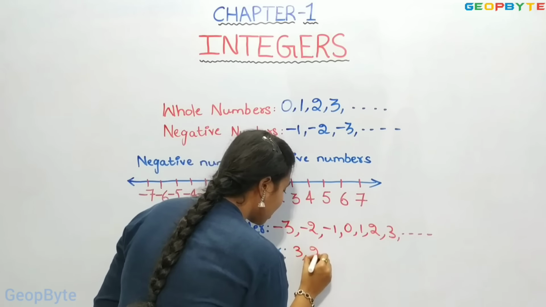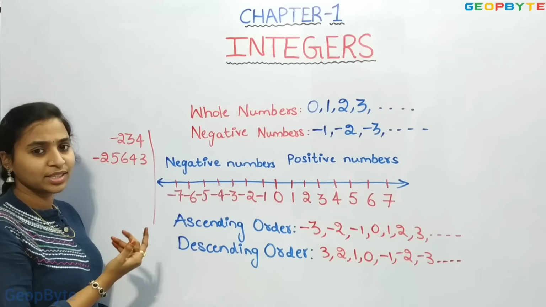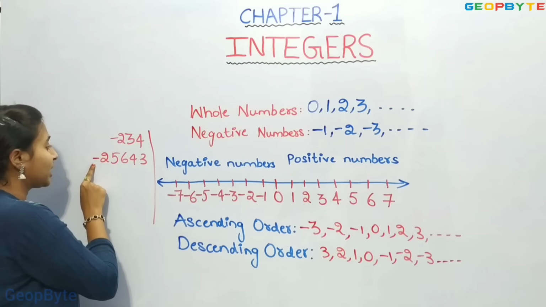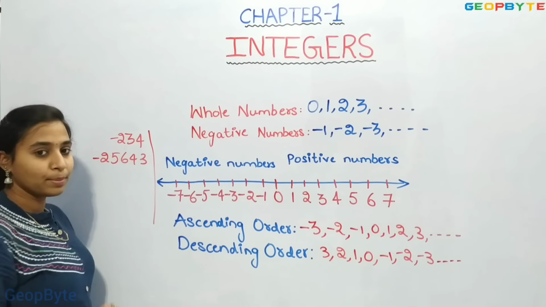Now let us see some examples of integers. If I take minus 234, yes, it is an integer because we have negative numbers in integer. If I take minus 25643, yes, this is also an integer. We should not consider the length of the number. We should consider the negative symbol and the numbers.